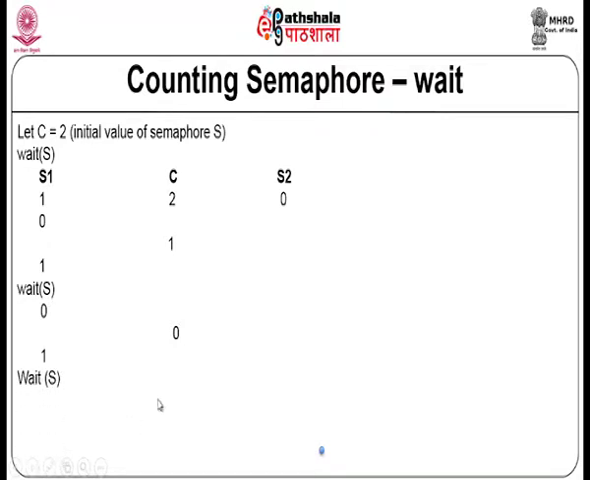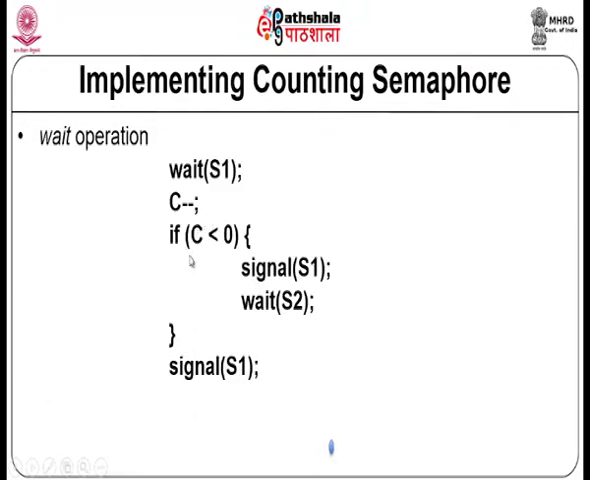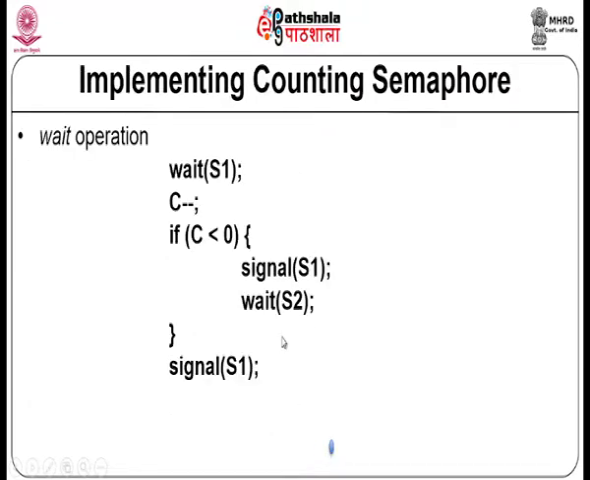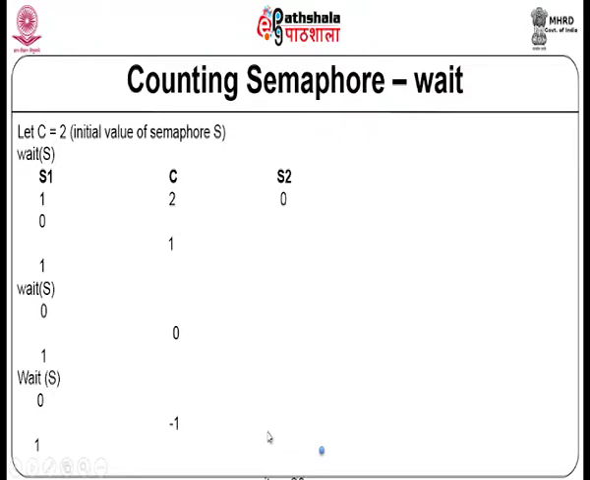Now, if a third process comes into the picture, it will also execute wait of S. So, that will make the value of S1 to 0 and then it will try to decrement the value of C, it will become minus 1. Now, if you look at the algorithm, you see that you have C less than 0 and you execute signal of S1. So, signal of S1 is done, which means that you make this value S1 1, but the process is made to wait on S2.